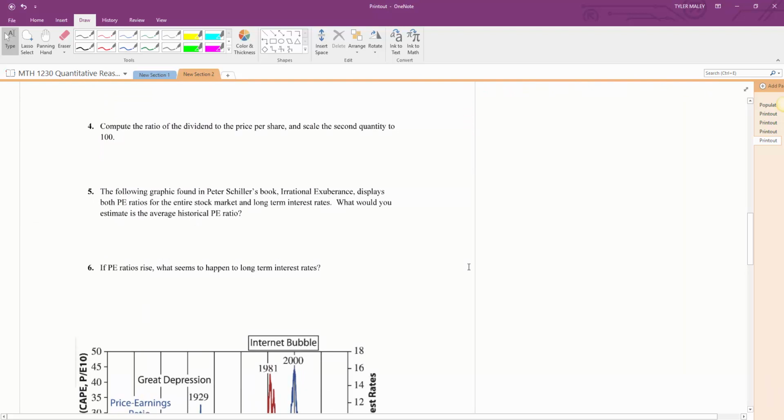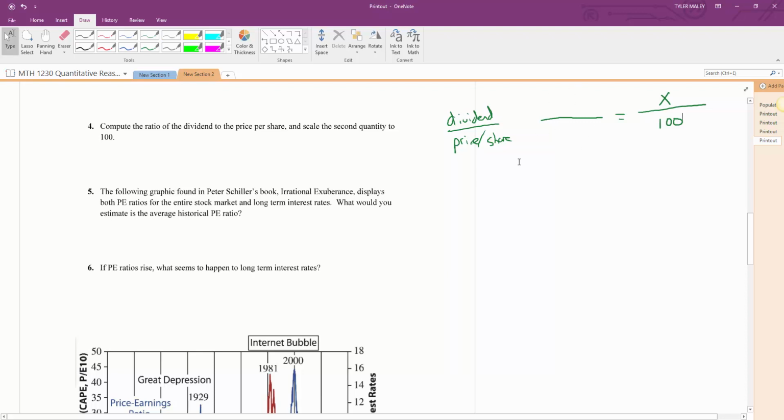So then number 4, we were asked to compute the ratio of the dividend to the price per share and scale the second quantity to 100. So again, to do this, I would just make a note off to the side. We want to go the dividend to the price per share. We want to scale the second quantity to 100, so that would go here, 100. And this would be my unknown up here. So I need to fill in the left-hand side.